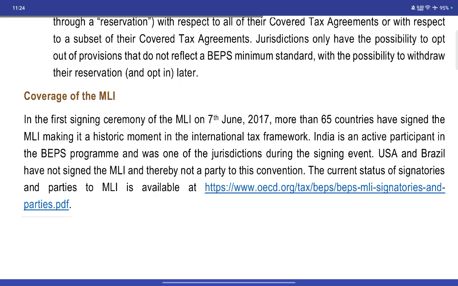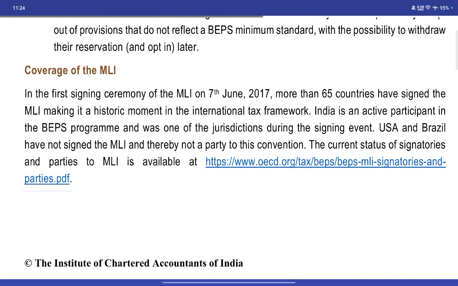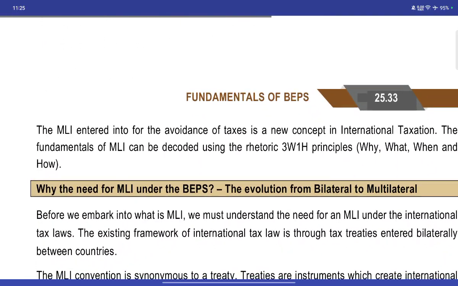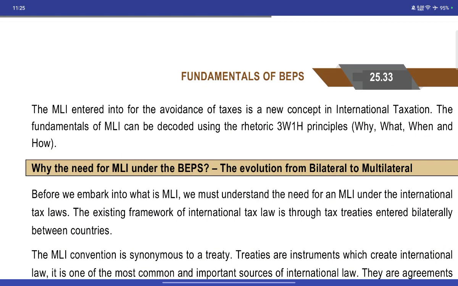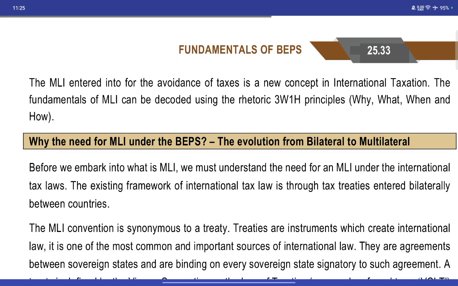Coverage of the multilateral instrument. The first signing ceremony of the multilateral instrument was on 7th June 2019. More than 65 countries signed this multilateral instrument, making it a historic moment in the international tax framework. India is an active participant in the BEPS programme and one of the signing jurisdictions. The USA and Brazil have not signed the MLI, and are therefore not parties to the convention. The current status of signatory parties to the MLI is available.